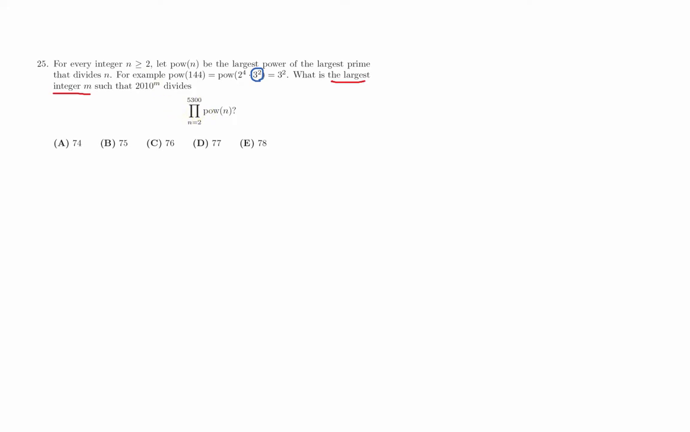So 2010 to the m power must be in the denominator, and this huge product has to be in the numerator. So I can write it down as a pi product. And the result has to be an integer.